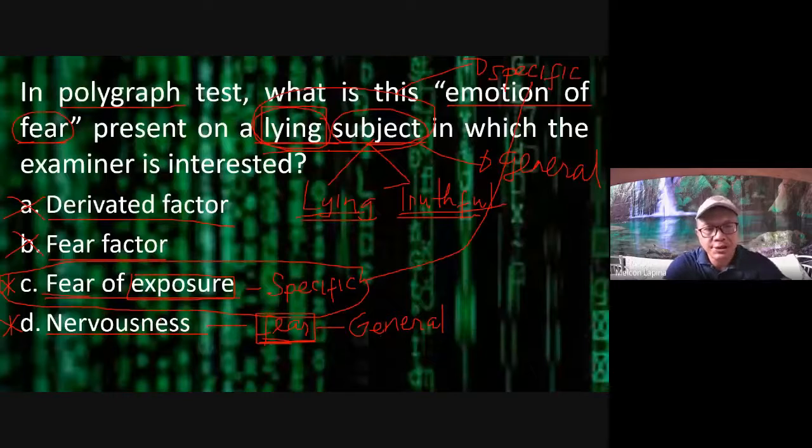Itong nervousness, lahat tayo merong some sort of nervousness. Meron tayong takot lalo na sa machine. No? So hindi lang yan makita sa nagsinungaling na tao or guilty na tao, pati na rin sa truthful subject. Ang takot natin dito, baka magkamali ang machine dito at saka mapagkamalan ako nagsinungaling. Yun ang pinakatakot. Okay.